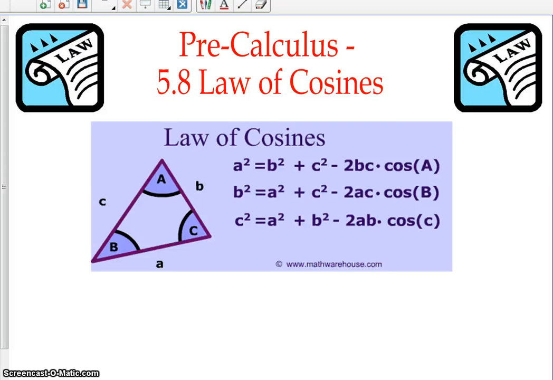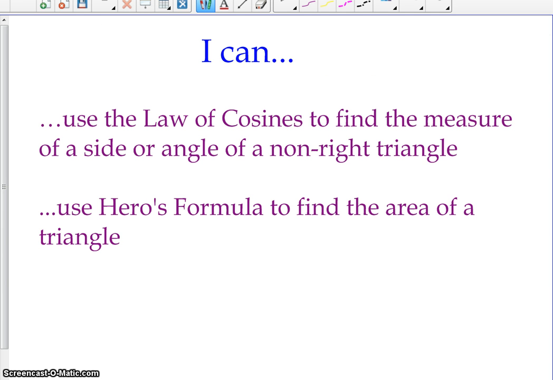Okay, today we're working with the law of cosines. You can see here in the front, I actually have the law of cosines. They show three different formulas here, but as we work on it a little more, you'll realize that those three formulas are really quite similar. It's really about what angle we're given.